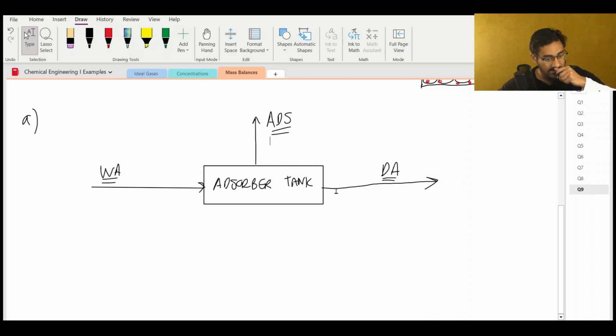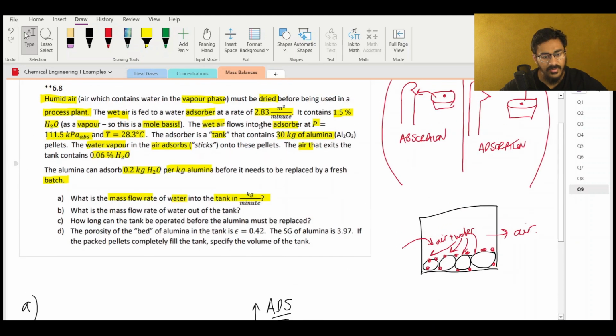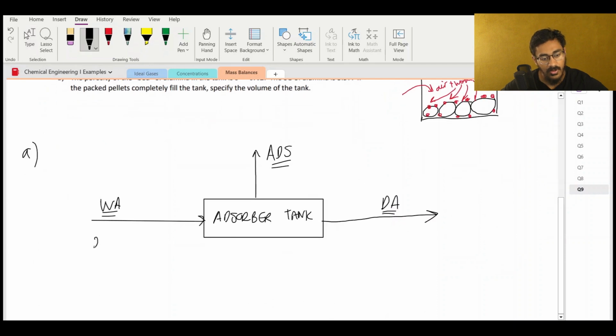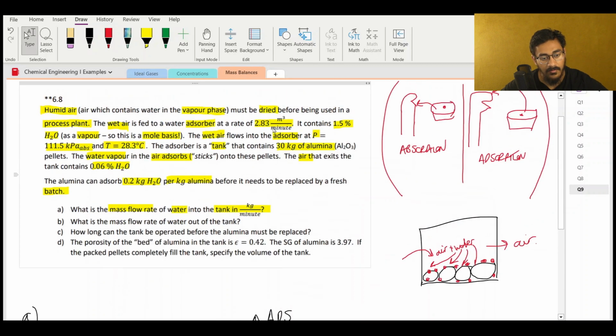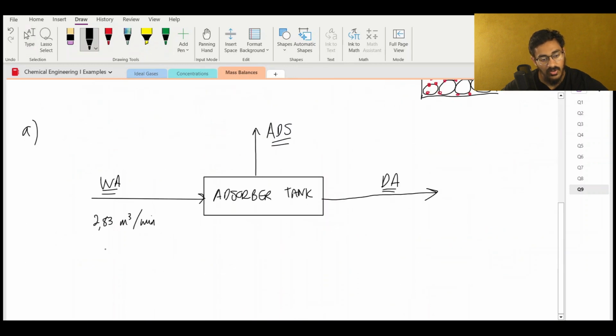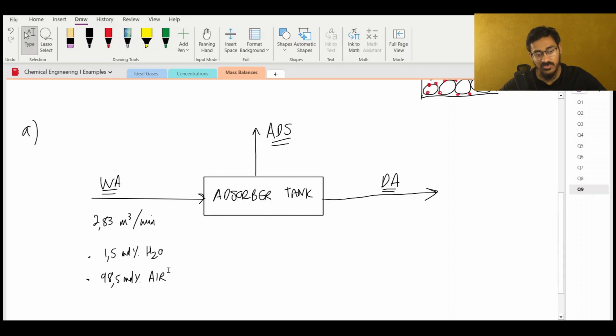All right, I know that we've got 2.83 cubes a minute of wet air. Let's write that down. I've got 2.83 cubes per minute of wet air. And I know that it contains 1.5% water. So remember, that's 1.5 mole percent H2O. And so, of course, it's got 98.5 mole percent of basically air. Remember, if it's not water, it has to be air, right?